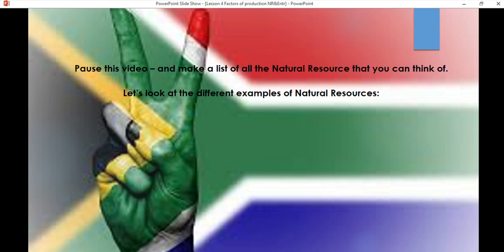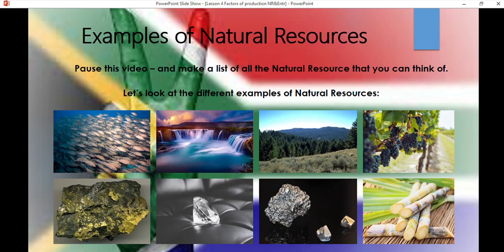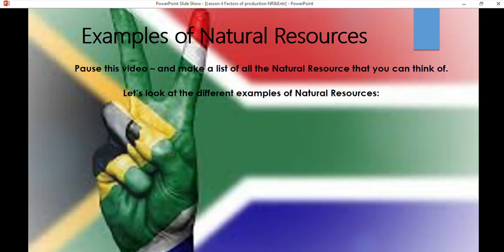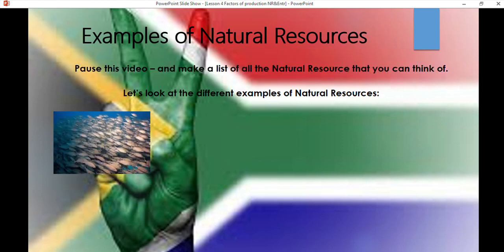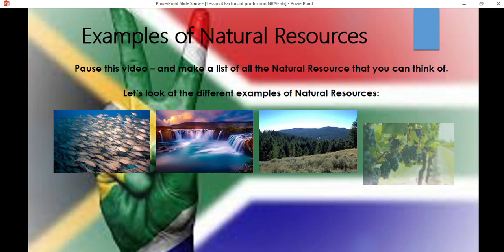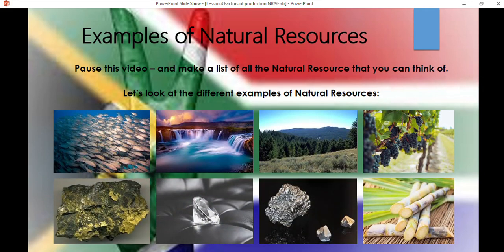Okay, so I trust that you've paused it. Let's look at the different natural resources. So, as you can see, let's try this again. There's fish. South Africa has a big fishing industry, with fish from a large coastline. We've got freshwater and saltwater resources, forestry or plantations, specifically in the Eastern Cape, Stutterheim area. There are big plantations down the Garden Route as well.